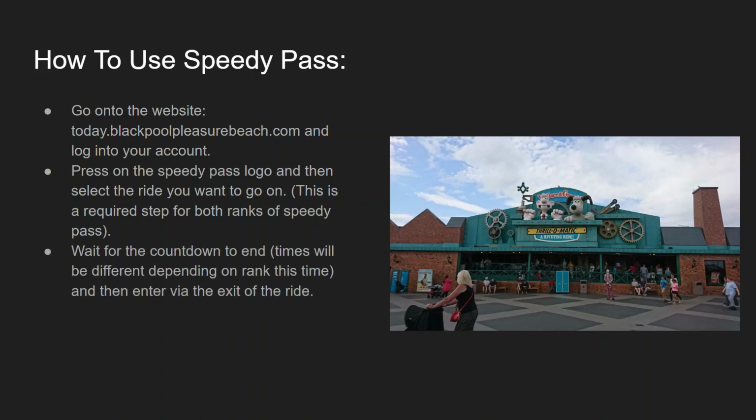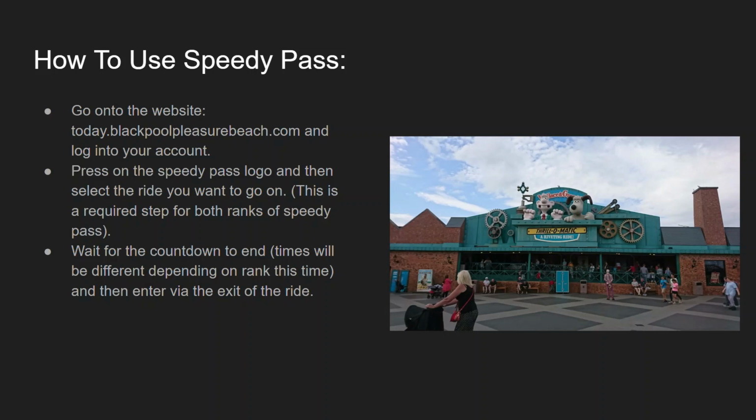Then you would need to wait for the countdown to end, and the times will be different depending on rank this time. If you have VIP, it's a 90% reduction. Sometimes if you have VIP, I've heard that even if there is a queue, the 90% would still require like 5 or 10 minutes, or maybe just 2 minutes. They'll just let you straight on, the timer just won't even bother coming up. And then you'll enter via the exit of the ride.